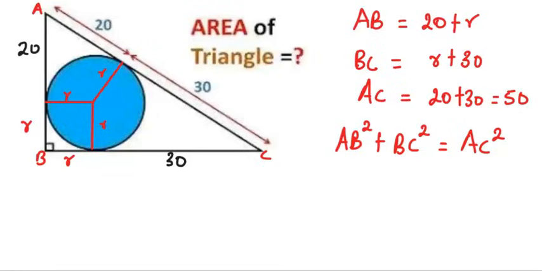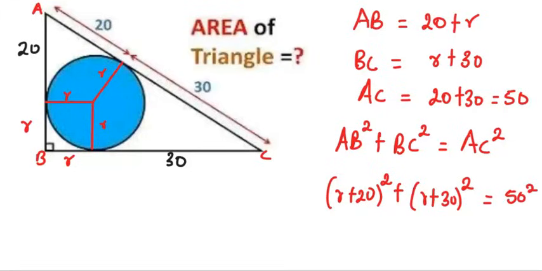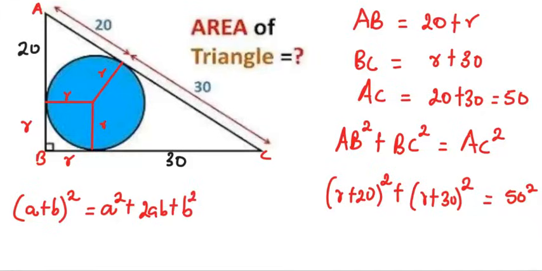Now let us make the following necessary substitutions. So here AB, which is R plus 20, and this is squared, plus BC, which is R plus 30, and this is squared. So this is equal to AC squared, which will be 50 squared. Now, expanding this, we're going to use the following algebraic identity. So remember that (A plus B) squared is equal to A squared plus 2AB plus B squared.